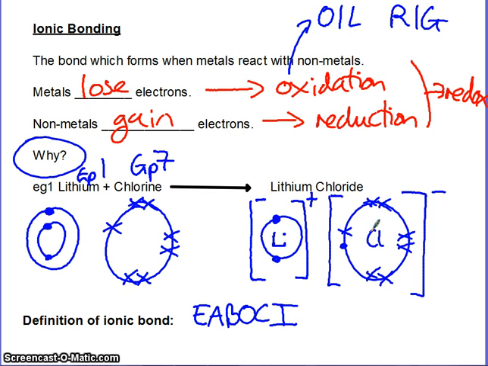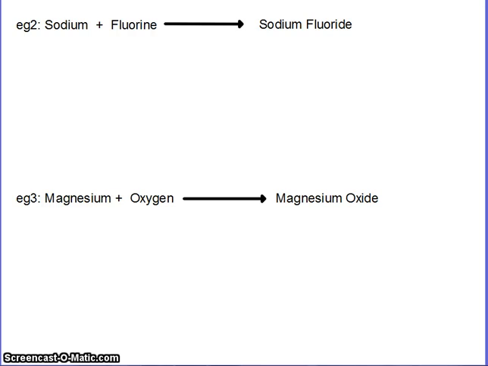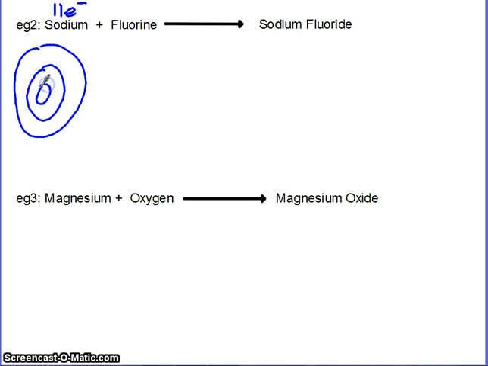So, let's have a look at drawing some cross and dot diagrams for other ionic compounds. Here we've got sodium and fluorine. So sodium has 11 electrons. And if we drew all the shells for sodium, that's what it would look like. And that 1 electron there. Fluorine only has 7 electrons.